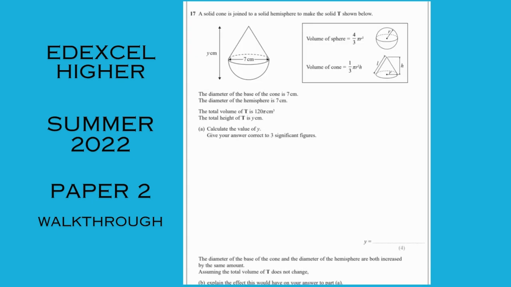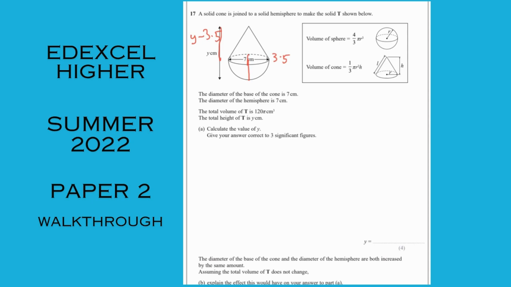And we jump to number 17. Very familiar. They come up all the time, these hemispheres on the bottom and cones on the top. First thing to notice, radius is 3.5. Don't be using 7. And that makes this distance here 3.5. So this height of the cone is y minus 3.5.